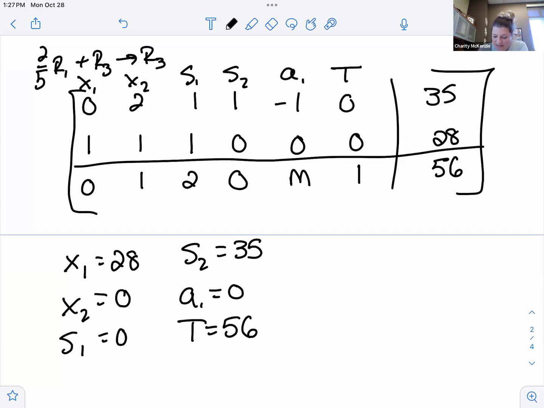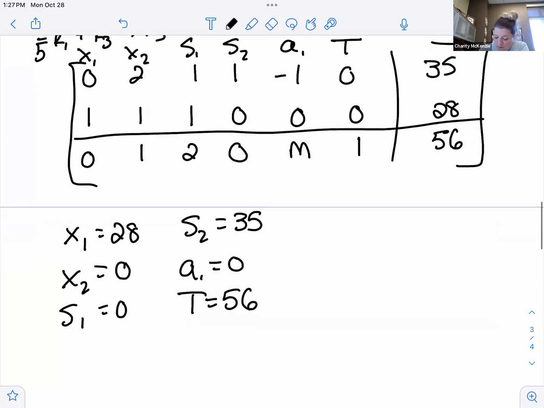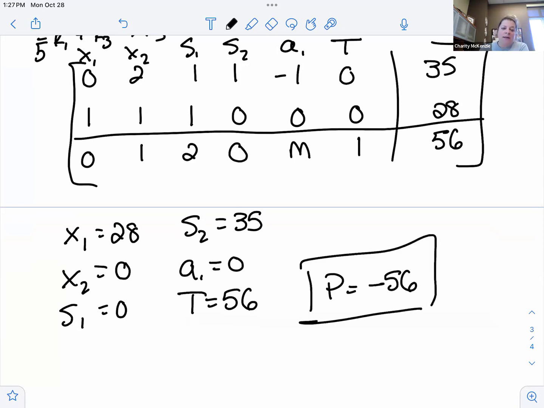So if our t is 56, if we go back to our original, then p is equal to negative 56. And that's the one we're looking for. So you have to switch that sign at the end. Okay, that's a minimized problem done with simplex.